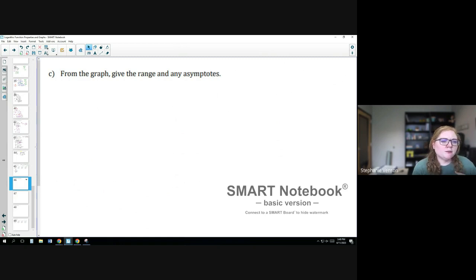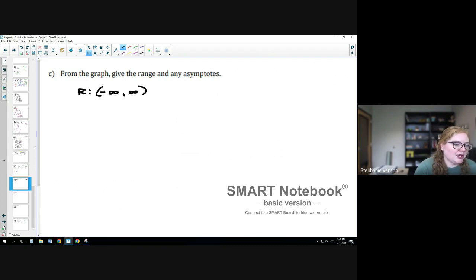Now it says from the graph, give the range and any asymptotes. Well, we already know the domain because we found it in part A. The domain was 4 to infinity. That's why they're not asking us for that. Now, the range is a trick question, to be honest with you, because we know that the range for every single logarithmic function that has ever existed is -infinity to +infinity, or all real numbers. So there's our first answer.